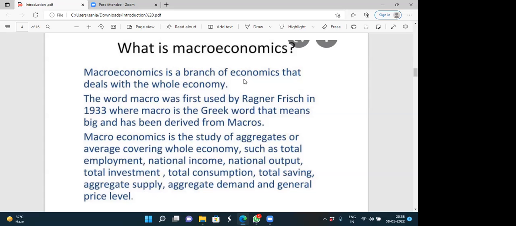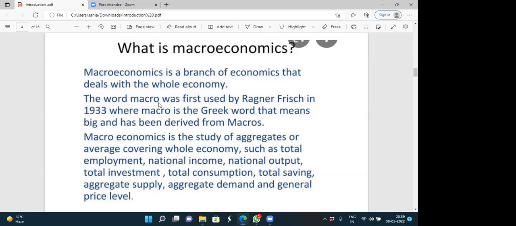Okay, so I guess the first one is clear. If someone asks you what is macroeconomics, everyone can answer. First thing, macroeconomics is a branch of economics, and that deals with economy as a whole or whole economy. I guess everyone is clear. No need to mug up things. You need to understand. Okay, clear?